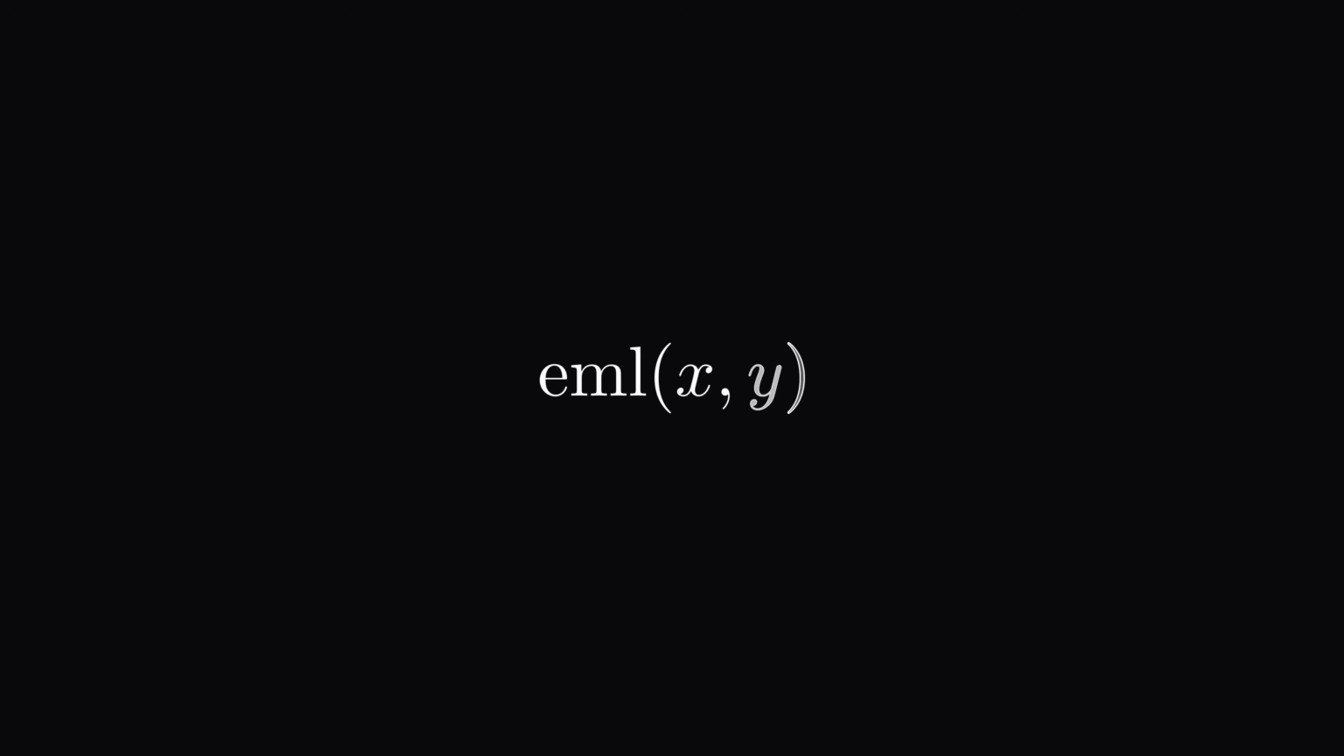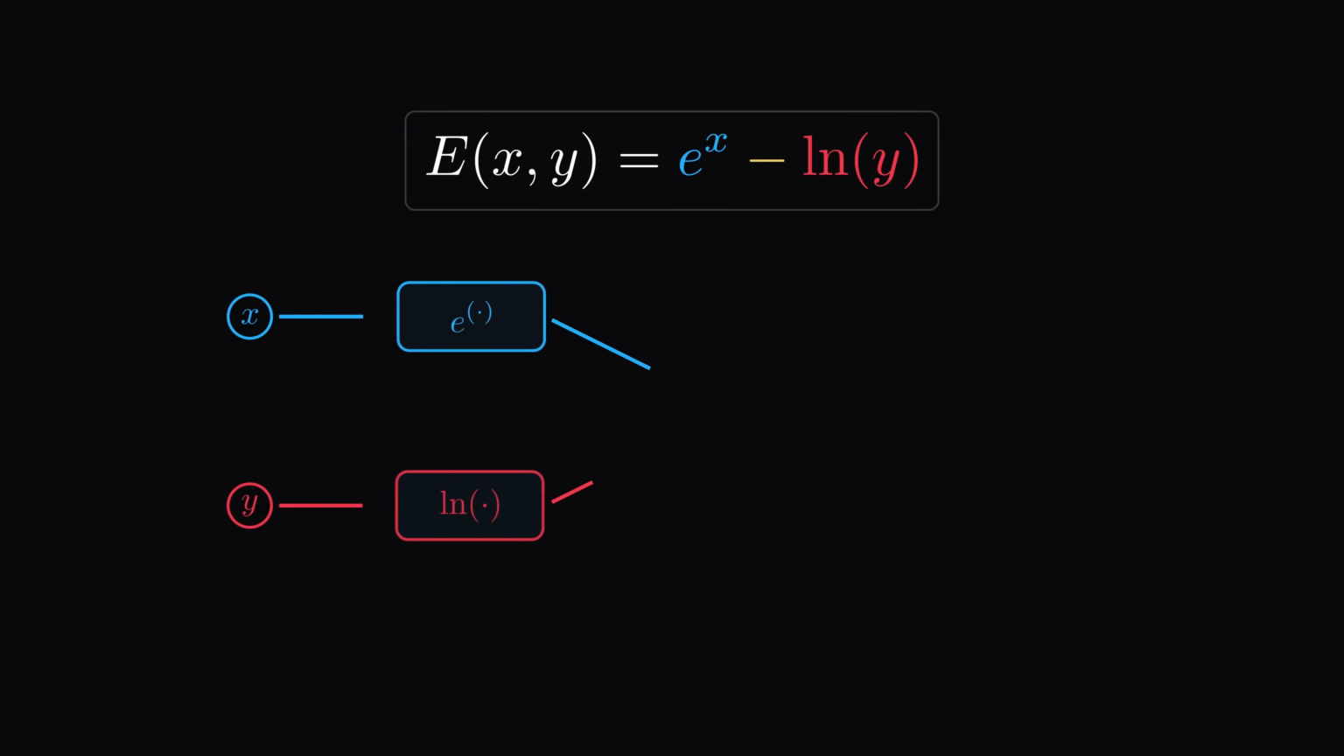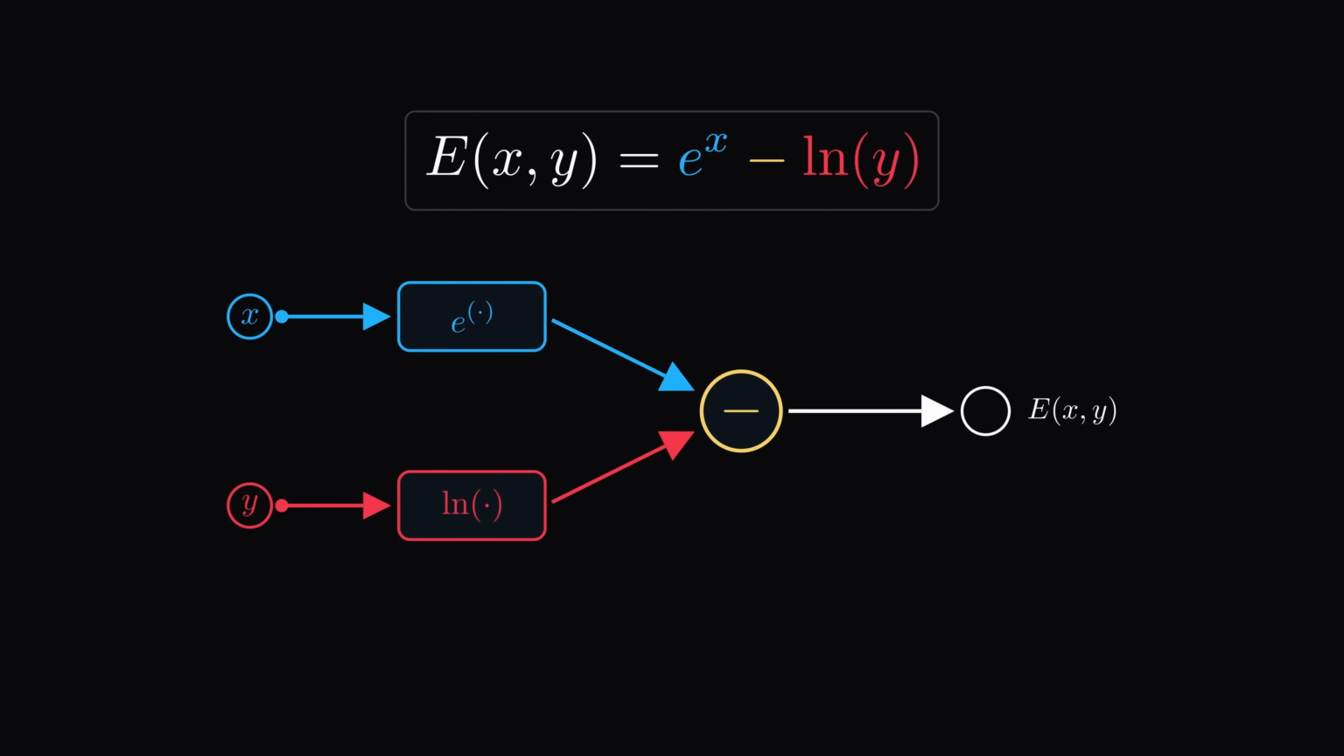The operator from the paper is called EML, and I'll write that as E of x, y. Its definition is extremely small: e to the x minus the natural log of y. The left input is exponentiated, the right input is logged, and then the two results are subtracted. The order does matter. E of x, y is not the same as E of y, x.